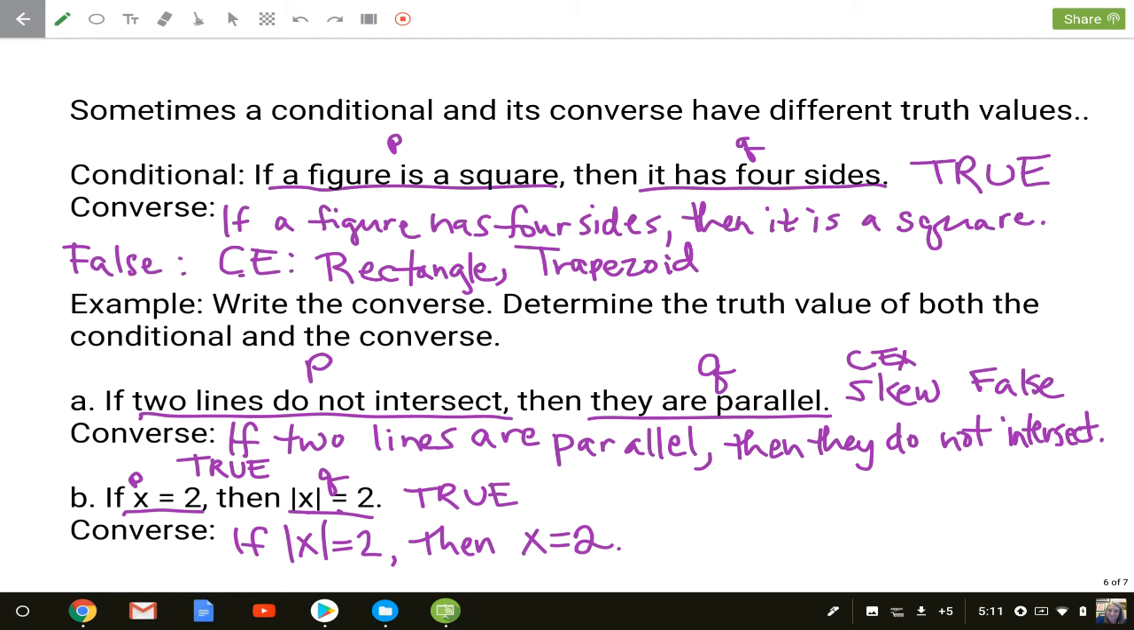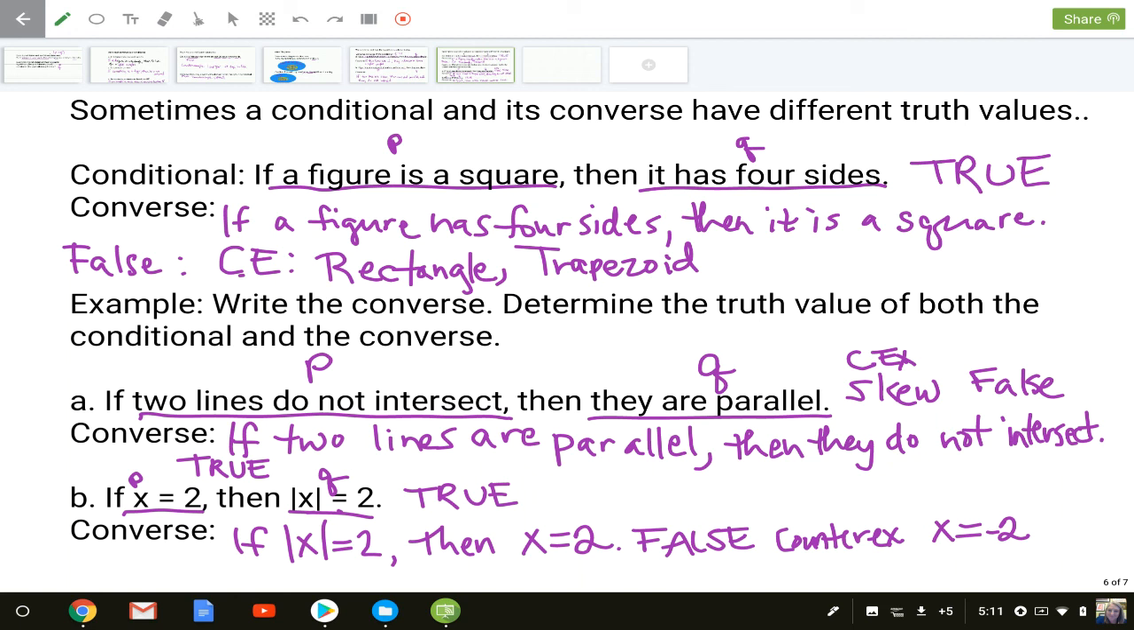But if I turn around the converse and I have if the absolute value of x equals 2, then x equals 2, this one is false because my counterexample would be if x is equal to negative 2. In that case, the absolute value of x would be 2, but the conclusion would not follow from that. Okay, so sometimes they're the same and sometimes they're different. That's what we're trying to make sure we see. Okay, that's it for this section.